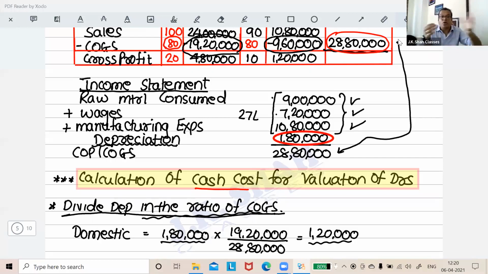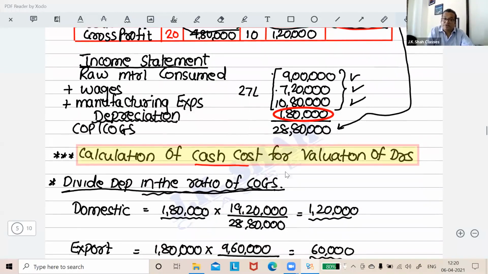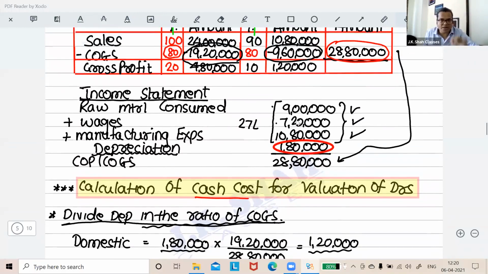But the problem is that out of this 27 lakh, how much is in domestic and how much is in export? We have no bifurcation, guys. So see how it has to happen. The overall COGS is 19 lakh 20,000 and 9 lakh 60,000. Okay, so see how we are going to do. We will divide this depreciation first of all in the ratio of COGS. Okay, you understood my point.